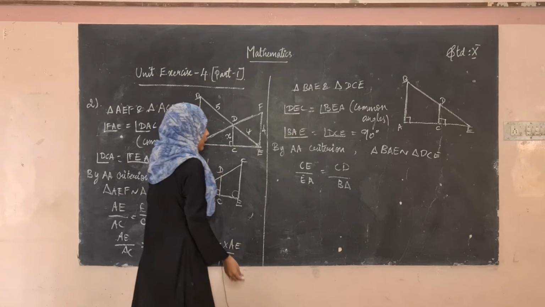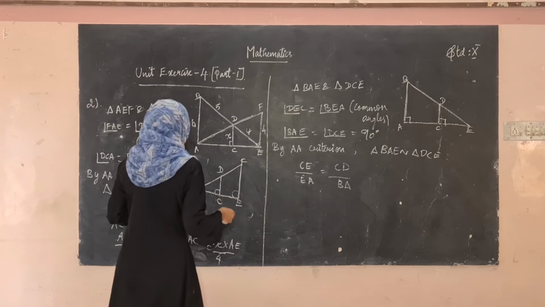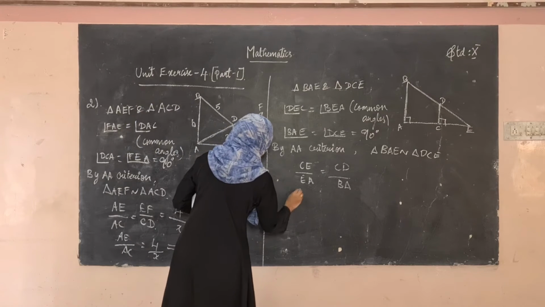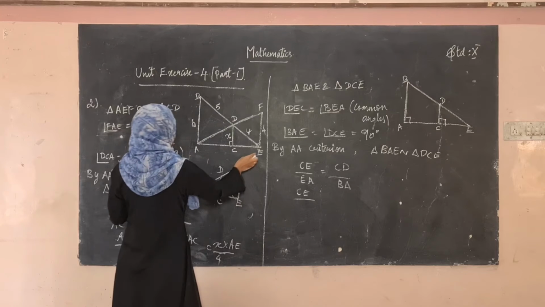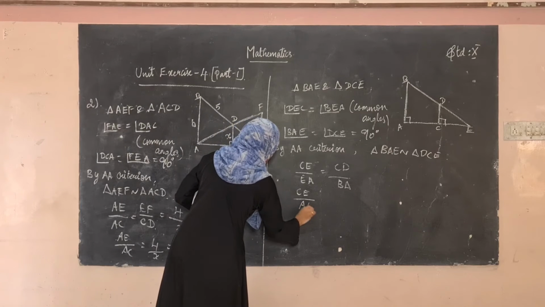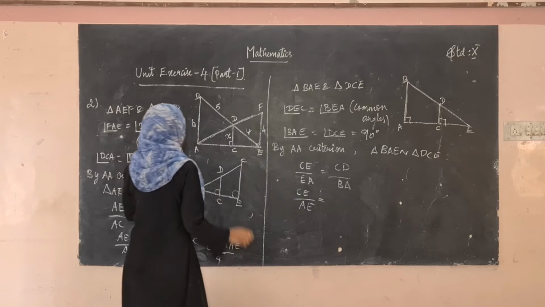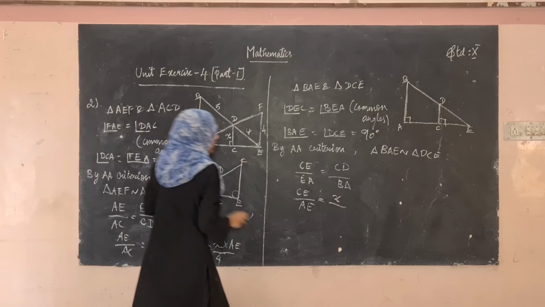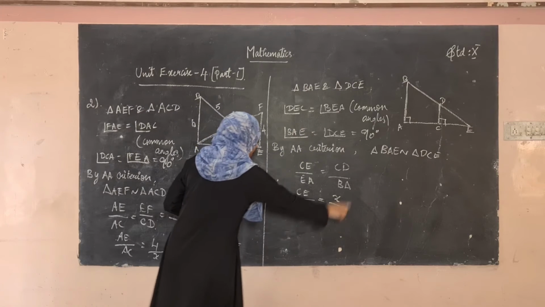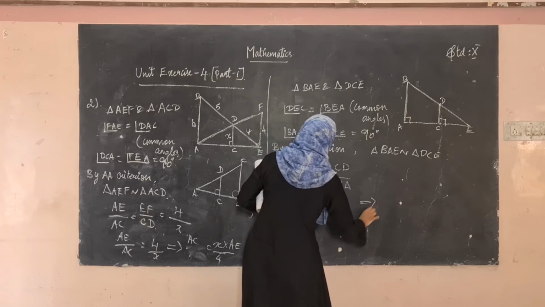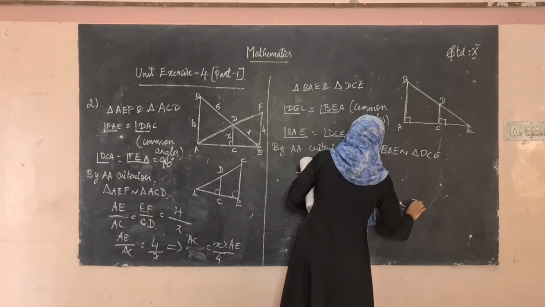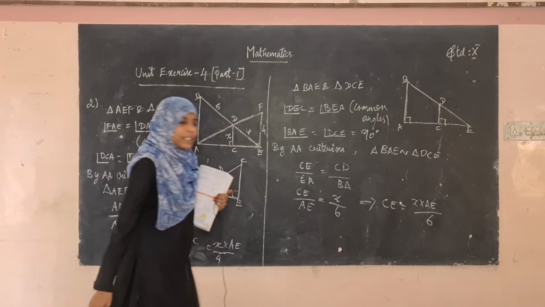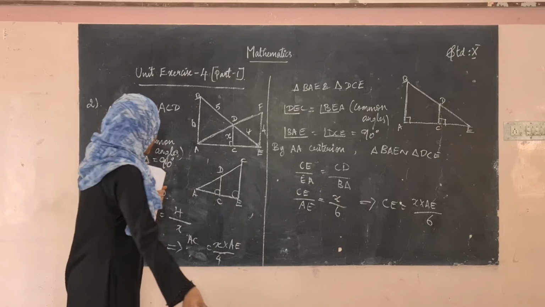Okay, now we took this. Now shall we take the values? What is the value of EC, CE? We don't know the value of CE, so keep it as it is. What is EA? We don't know the value of AE, so keep it as it is, which is equal to DC, X, divided by BA. BA is 6. Okay, and again take this AE that side. So we got CE is equal to X into AE divided by 6.